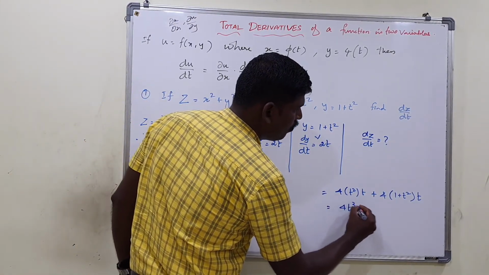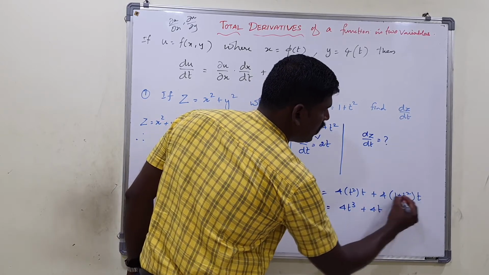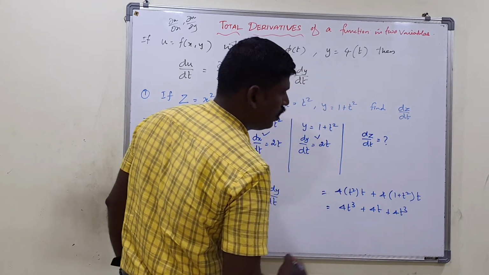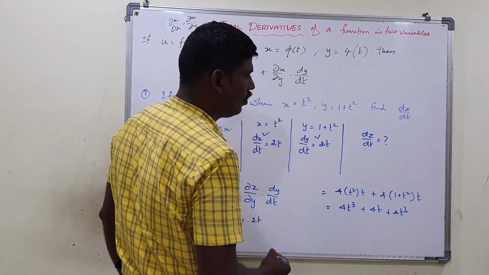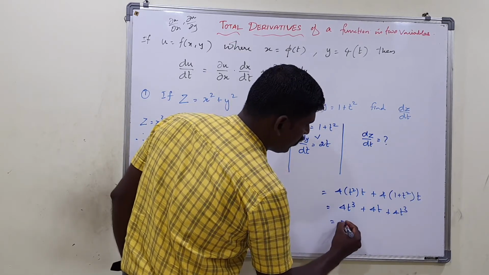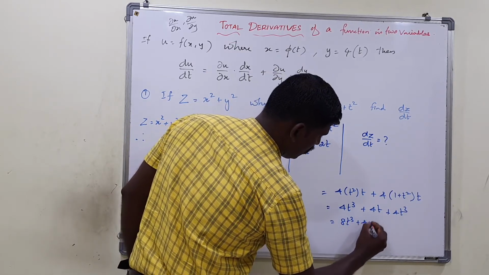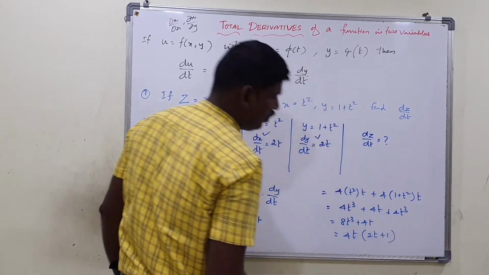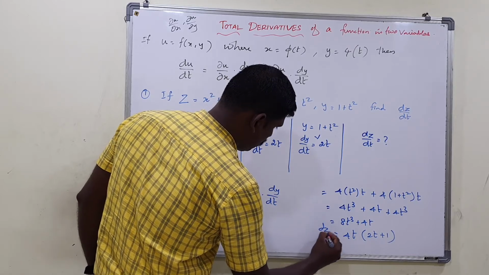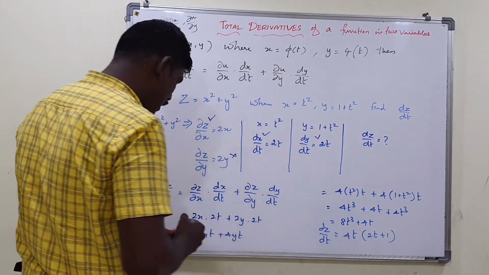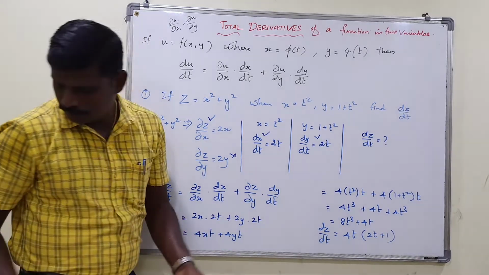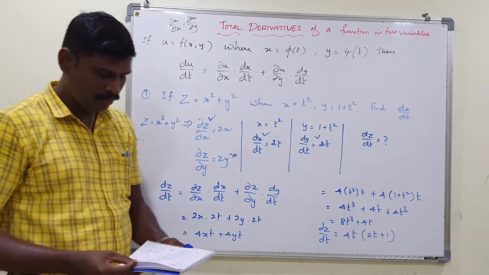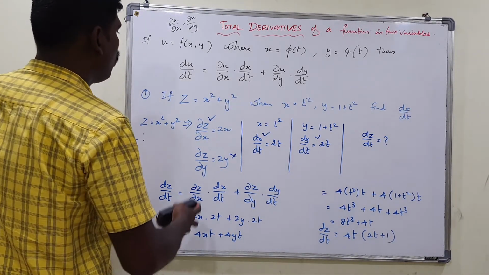4 into t cube, plus 4t into 1 is 4t, plus 4t into t square, 4t cube, isn't it? That's all. 4t cube plus 4t cube is 8t cube, plus 4t. We can take 4t as common, so 4t times 2t square plus 1. This is the answer for dz by dt. That's a very easy example, right? Same like that, shall we do one more example?